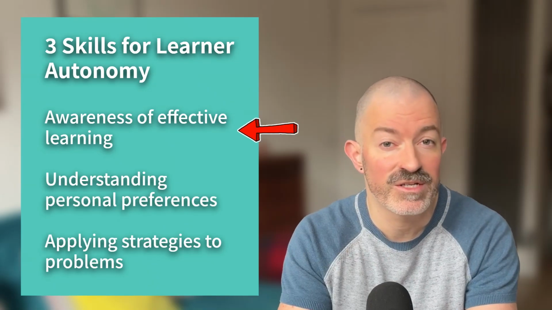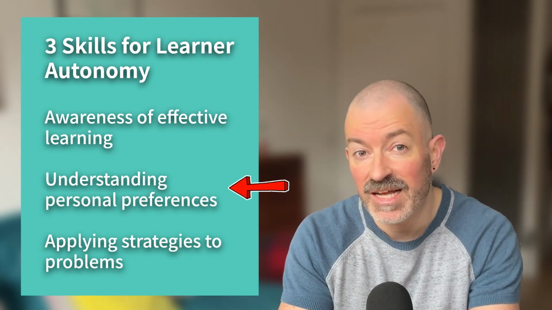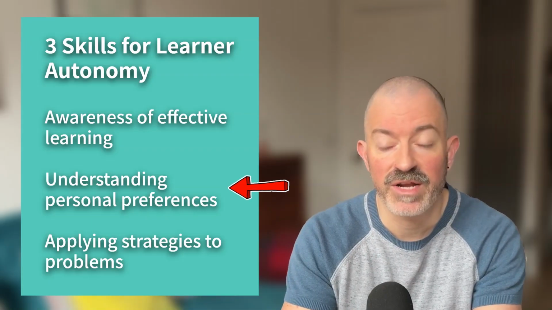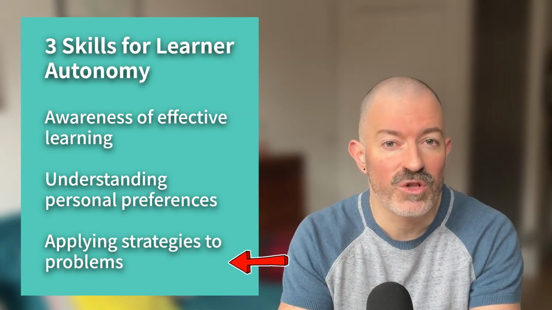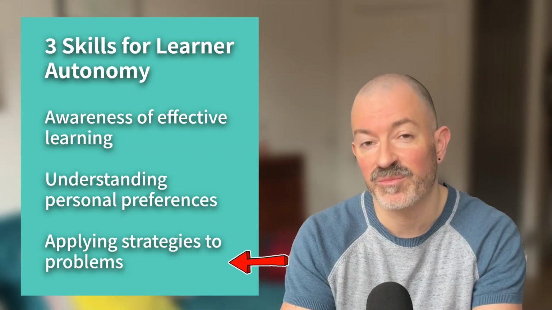For this to happen, you need to help them develop three things. So the first thing is an increasing awareness of how they can learn effectively. The second is an understanding of their personal learning preferences. Number three is the knowledge of how to apply specific learning strategies to specific problems.